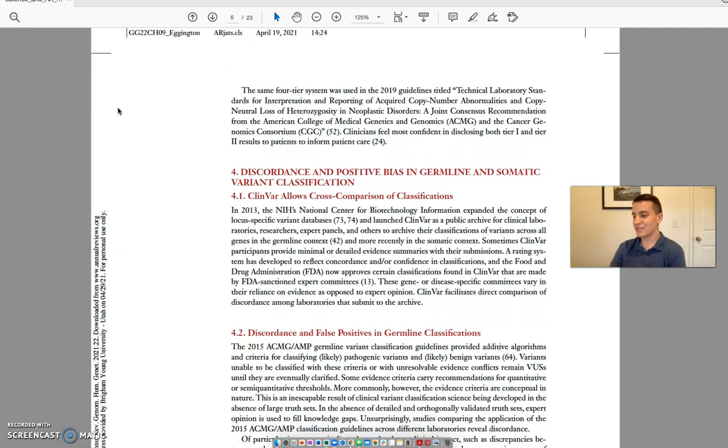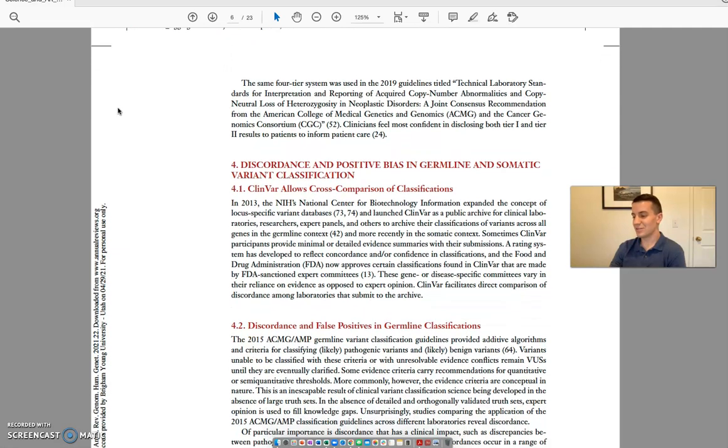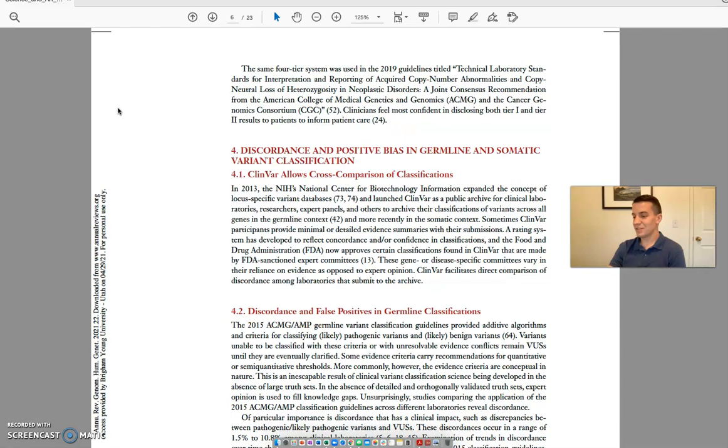In 2013, the NIH's National Center for Biotechnology Information expanded the concept of locus-specific variant databases and launched ClinVar as a public archive for clinical laboratories, researchers, expert panels, and others to archive their classifications of variants across all genes in the germline context, and more recently, in the somatic context. Sometimes ClinVar participants provide minimal or detailed evidence summaries with their submissions.